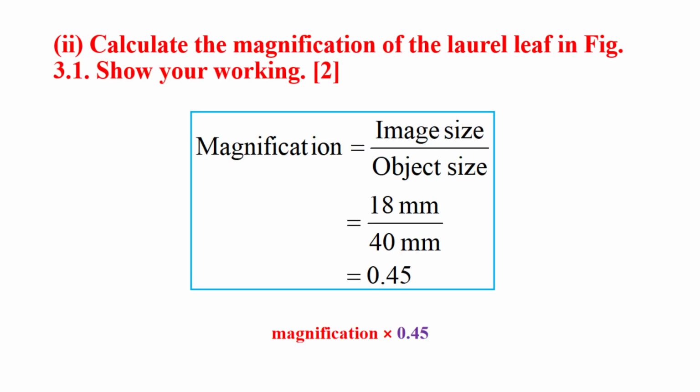In Part 2 we need to calculate the magnification of the laurel leaf. Here's the formula. Magnification equals image size divided by object size. So, we calculate 18 mm divided by 40 mm is equal to 0.45. So the magnification is 0.45.